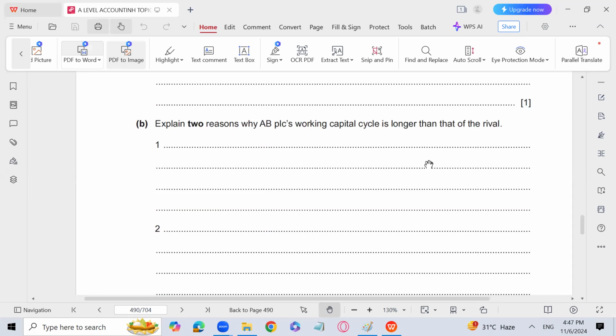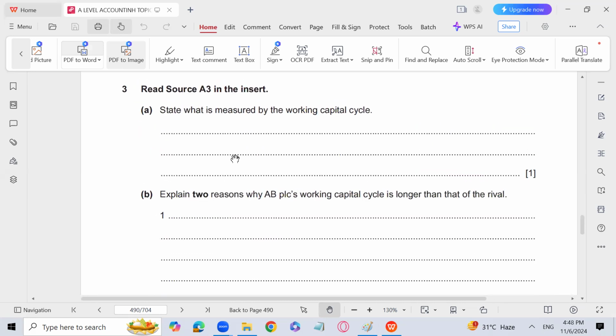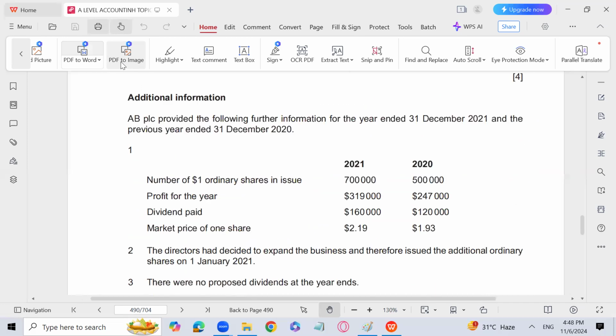Because the formula for the working capital cycle is inventory turnover in days plus trade receivable turnover in days minus trade payable turnover in days. It tells you how much cash is invested in the business and for how long it will be retained in the business, after how many days you will get that cash back. So this is how we have completed and solved this question.